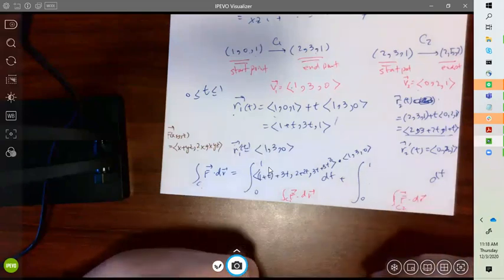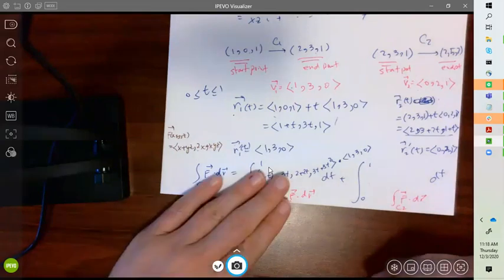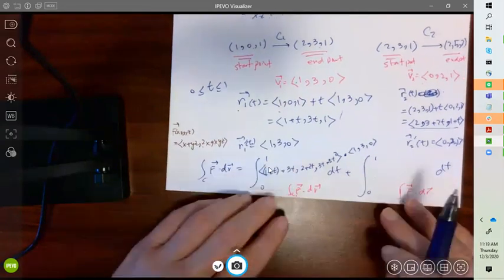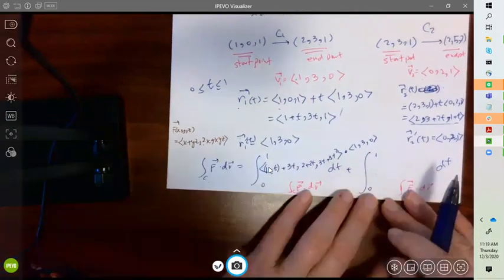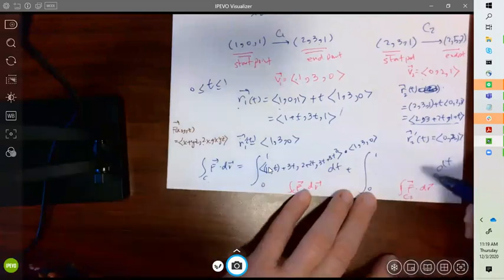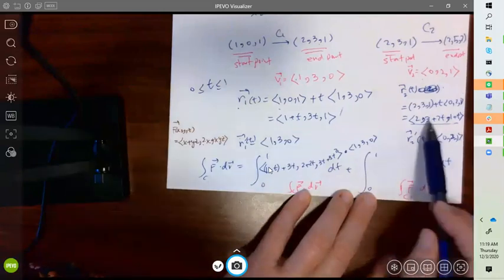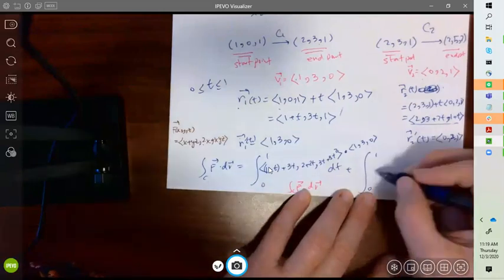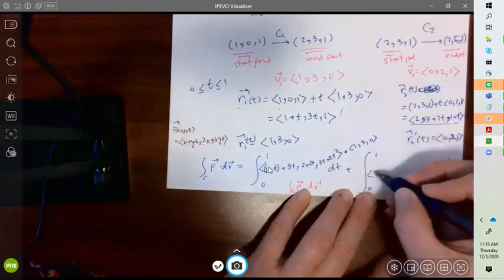And so now I'm going to basically plug in that R again over here. This is long, but we're going to get there.